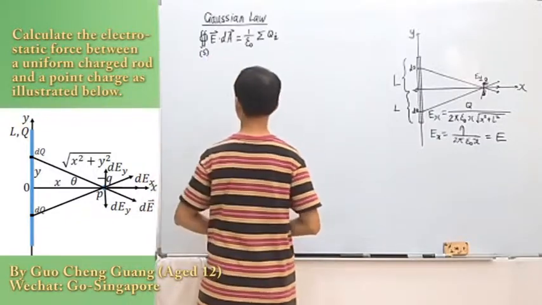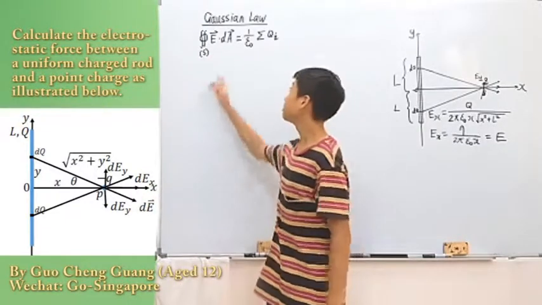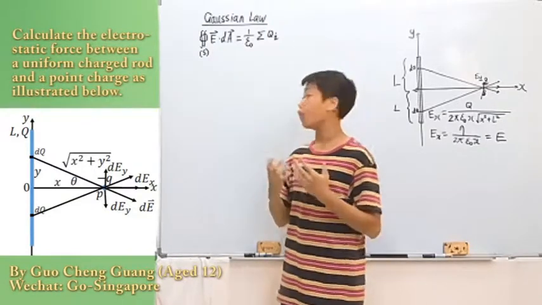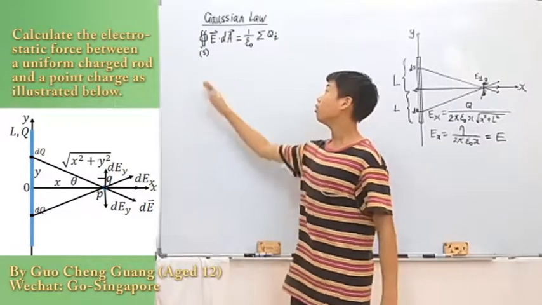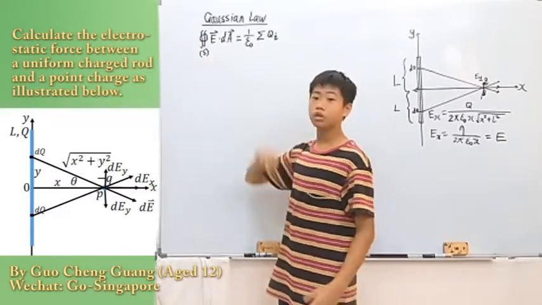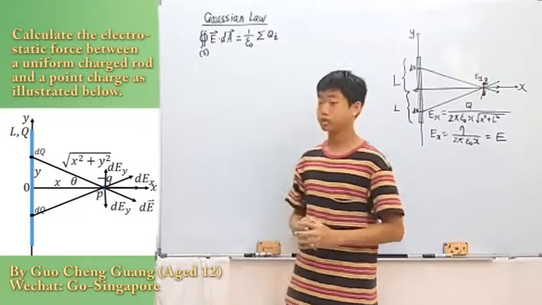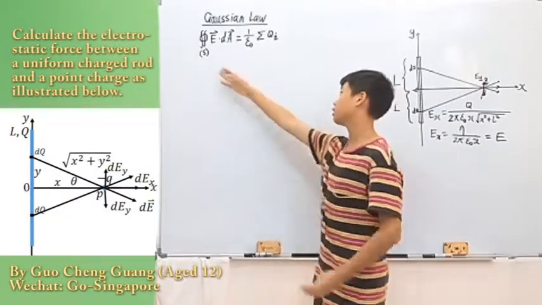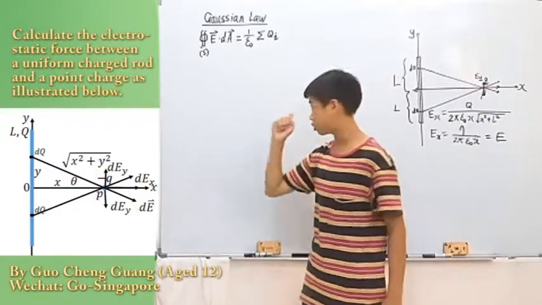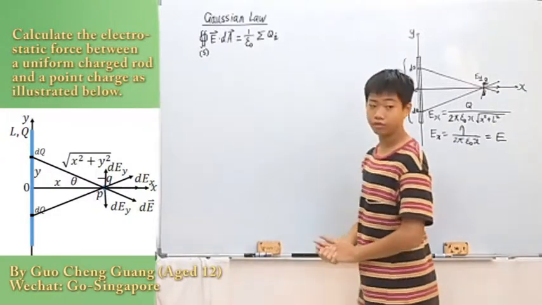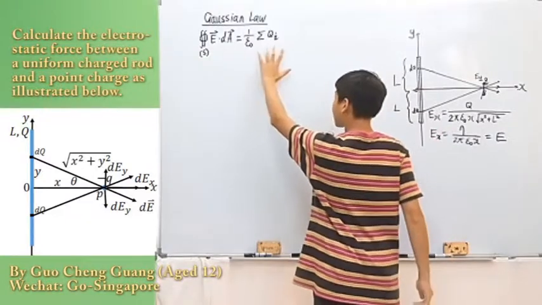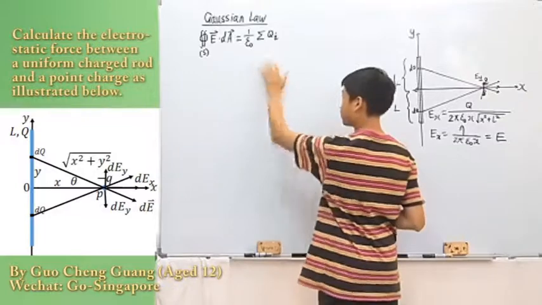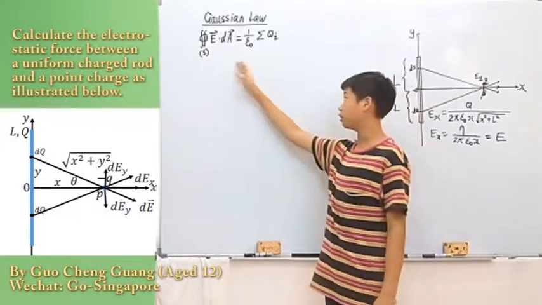For example, this flux over here. Flux of what? This is the flux of electrostatic field strength. And where is this flux? This is only on the Gaussian surface that you have chosen. So this flux of electrostatic field strength is on and goes through the Gaussian surface. Then for the other side here, which is the charge, it is the charge inside the Gaussian surface.